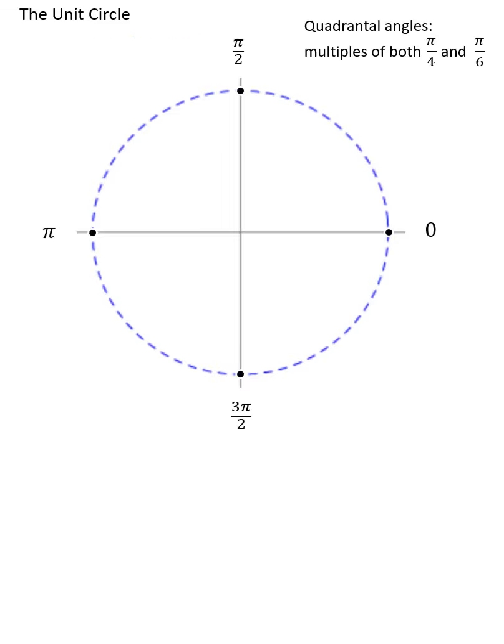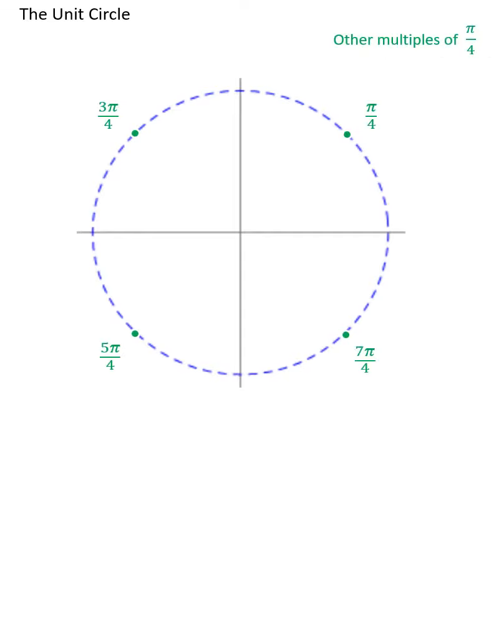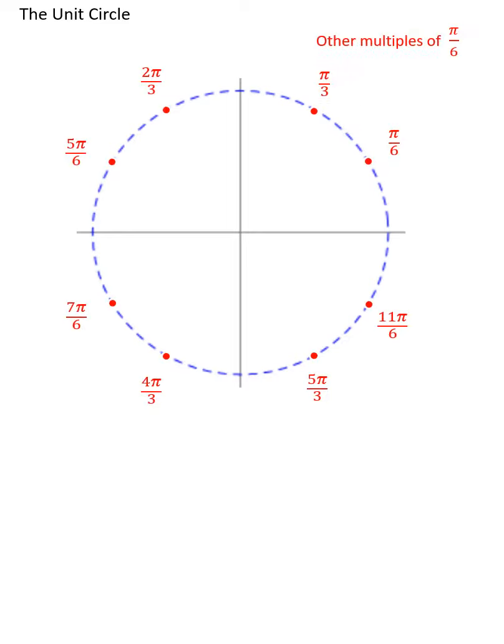We're going to start by looking at the coordinates of the so-called quadrantal angles, those that are multiples of pi over 4 and pi over 6. That also includes that they would be multiples of pi over 2. Then we're going to find the x and y coordinates of the other multiples of pi over 4. You see them here. And then we're going to conclude by finding the x and y coordinates of the other multiples of pi over 6.